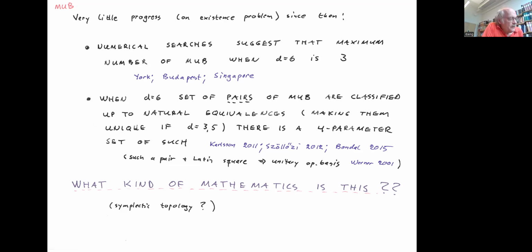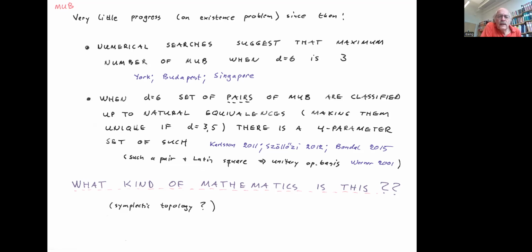There are still papers on the arXiv appearing now and then where somebody has a new idea for a numerical search, but they never go beyond what's already known. There's another strange subproblem where there has been some progress.